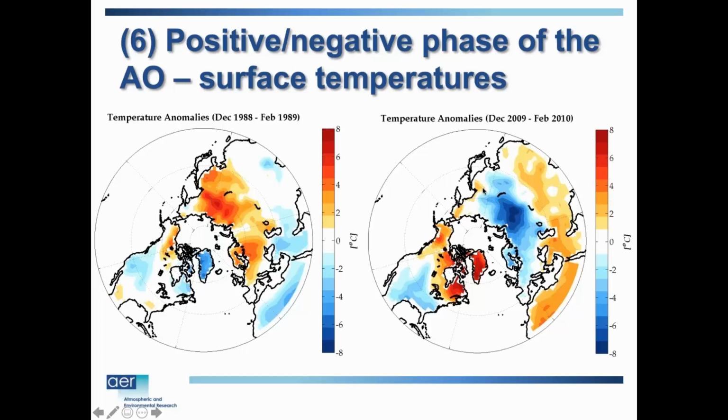But in the negative phase, you can see here in 2009-10, cold temperatures across northern Eurasia, cold temperatures in the eastern U.S. You can see very nicely that quadrupole: cold Europe, warm North Africa, warm Greenland and northeastern Canada, and very cold southeastern U.S.